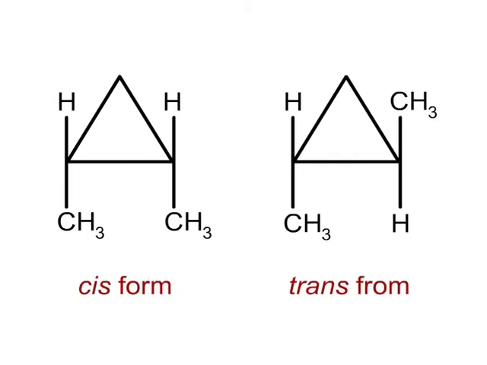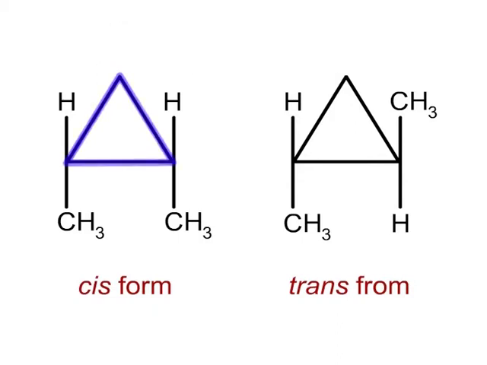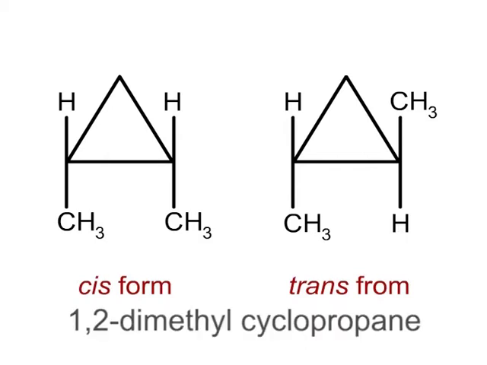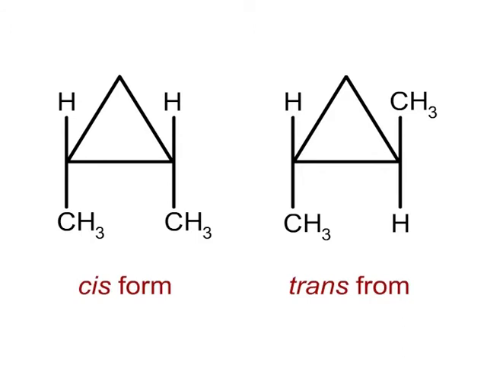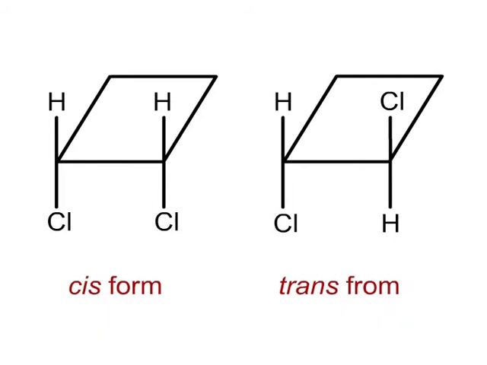Children, let us now learn about geometrical isomerism in cycloalkanes. In cyclic compounds, there can be no free rotation about carbon-carbon single bonds because rotation would break the bonds and break the ring system. For example, 1,2-dimethyl cyclopropane exists in two isomeric forms as shown on the screen. These are cis and trans forms. Similarly, 1,2-dichlorocyclobutane can also exist in two different forms.